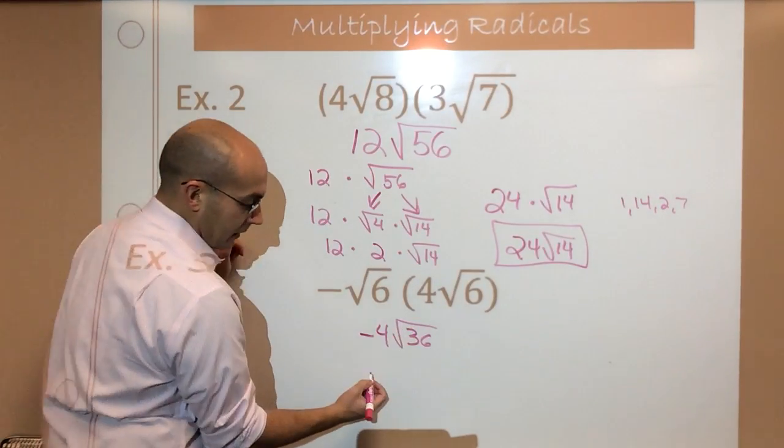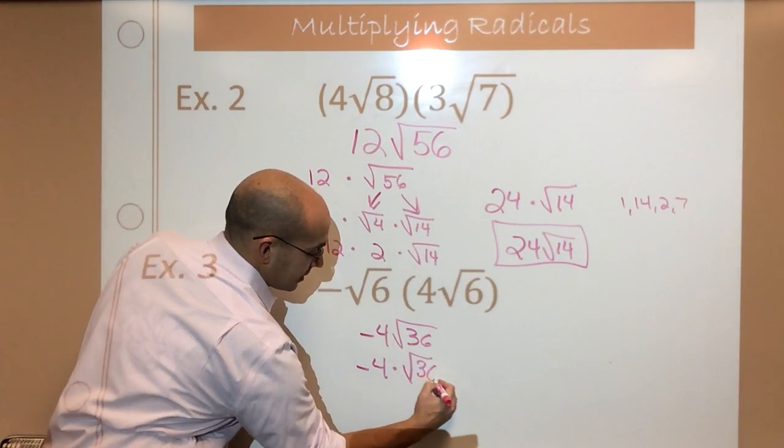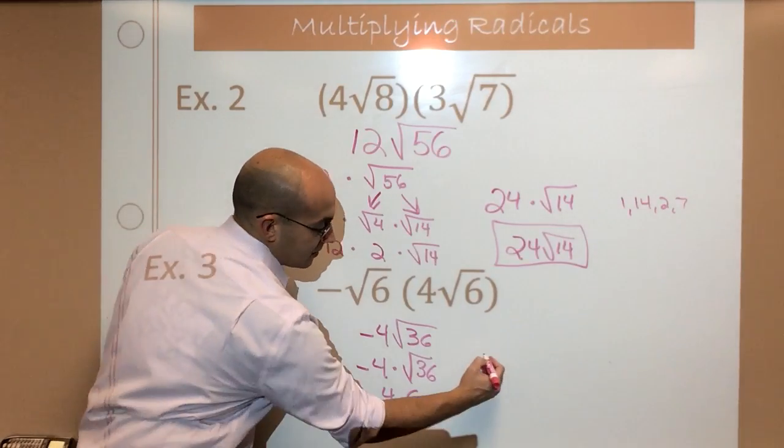So I've got negative 4 times the square root of 36, which is negative 4 times 6. Hopefully you can see that. My final answer is going to be negative 24.